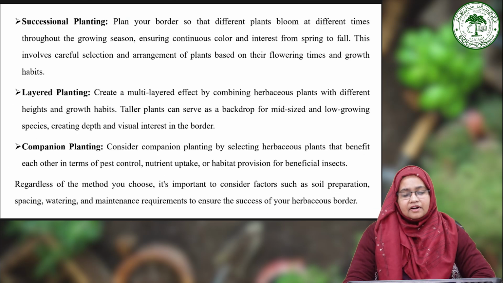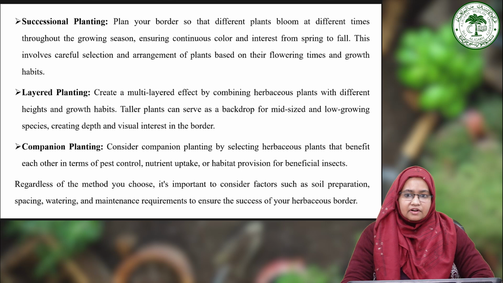The next method in border preparation is successional planting. This method involves planning your border so that plants bloom at different times throughout the growing season, ensuring continuous color and interest from spring to fall. Careful selection and arrangement of plants based on their flowering times and growth habits are essential for this approach.